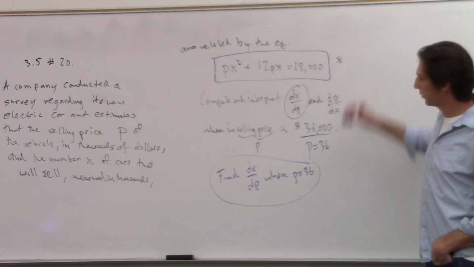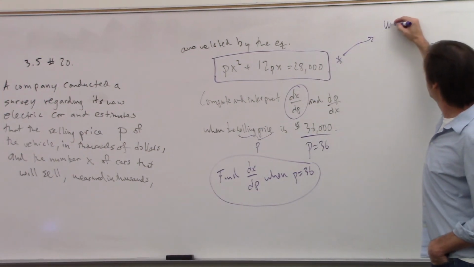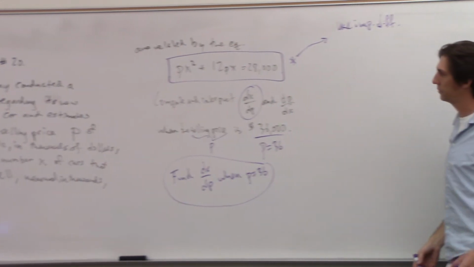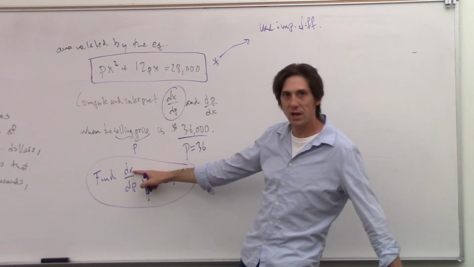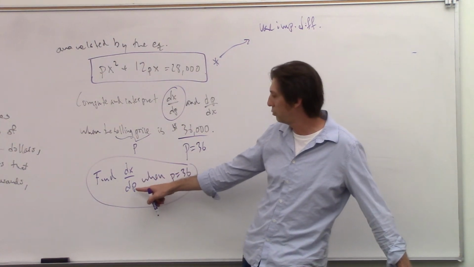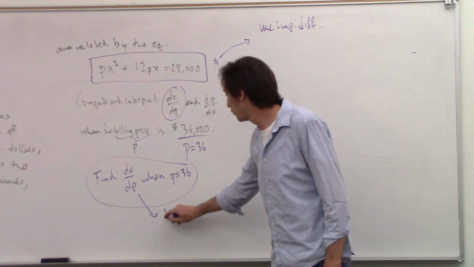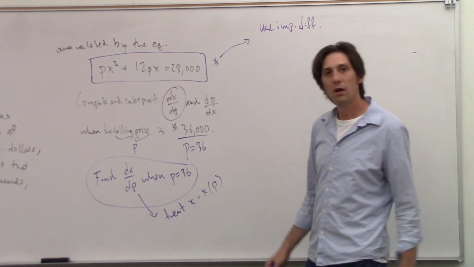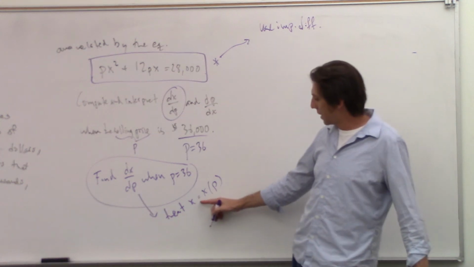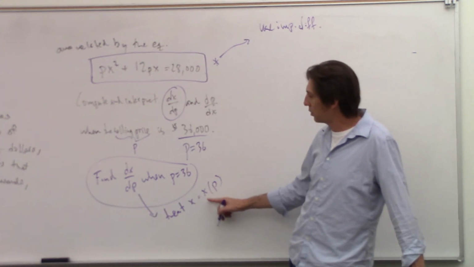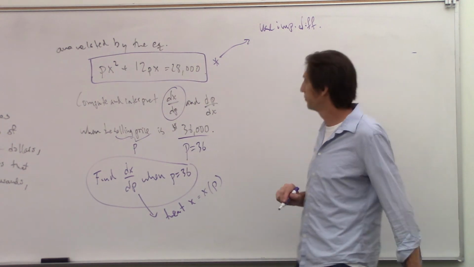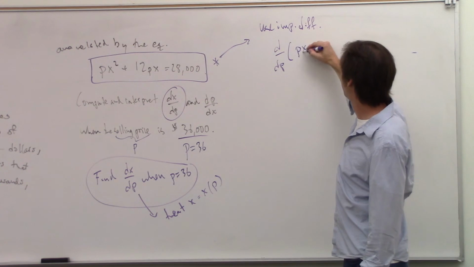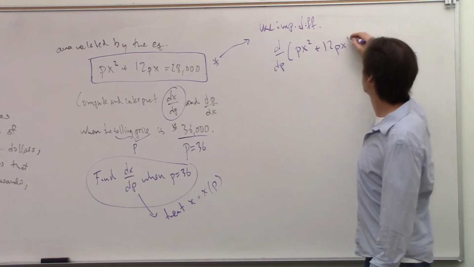Because my equation is given implicitly, I use implicit differentiation to try to find that derivative. In this case, what am I differentiating with respect to? I'm differentiating with respect to P, and I'm treating x as a function of P. So whenever I differentiate an x term, I have to remember to multiply by dx/dp. Okay, so we do the derivative with respect to P of both sides to start with.